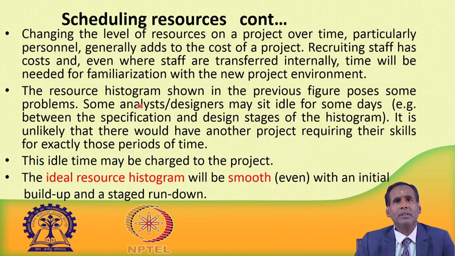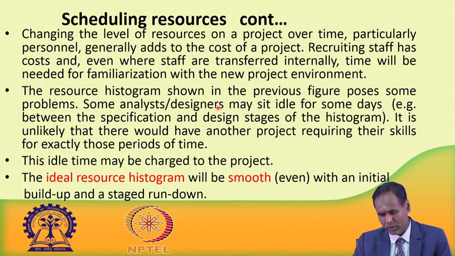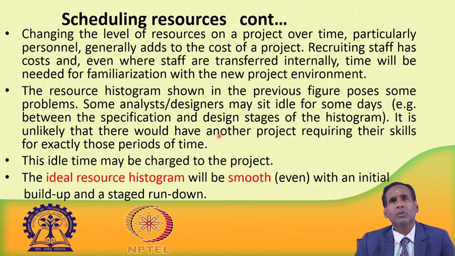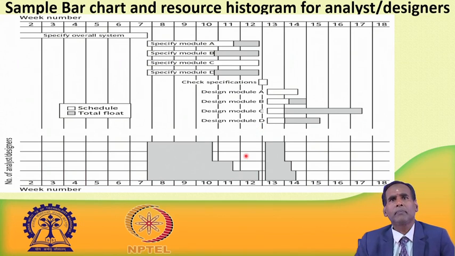So, the resource histogram shown in the previous figure, this is the resource histogram, poses some kinds of problems. Let us see what kind of problems it faces. Some analysts or designers may sit idle for some days. Let us see between the specification and design stage of the histogram. This is the specification phase, and then this start is the design. You can see some people are idle during this.